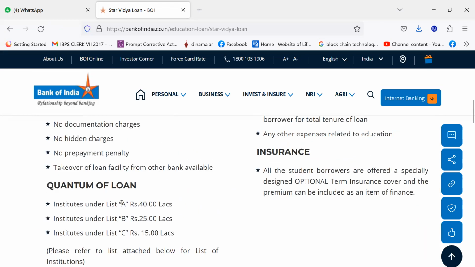Expenses covered, quantum of loan. Quantum of loan: institutes under list A, rupees 40 lakh. Institutes under list B, rupees 25 lakhs. Institutes under list C, rupees 15 lakhs.